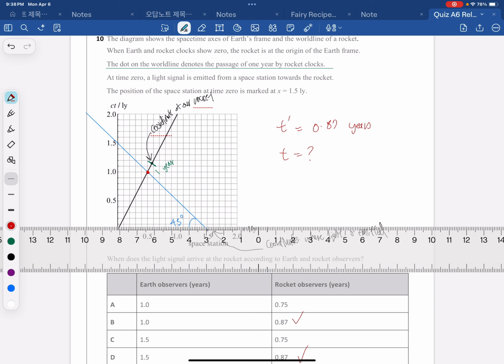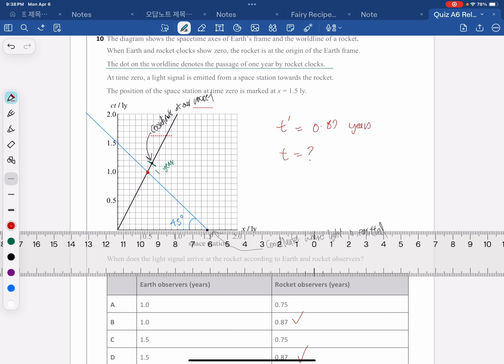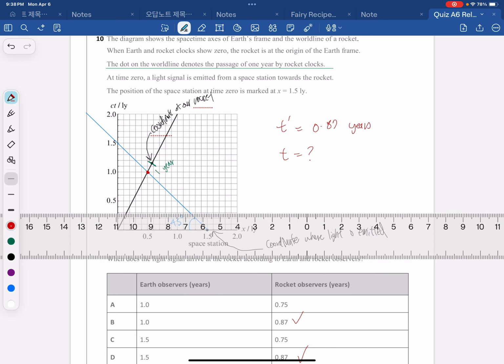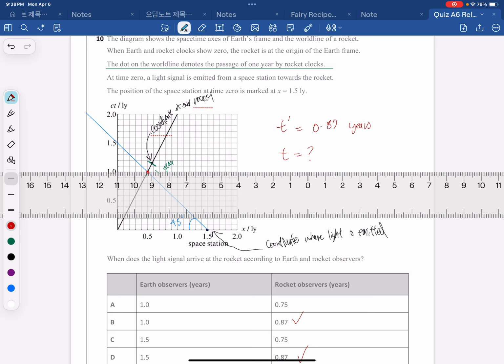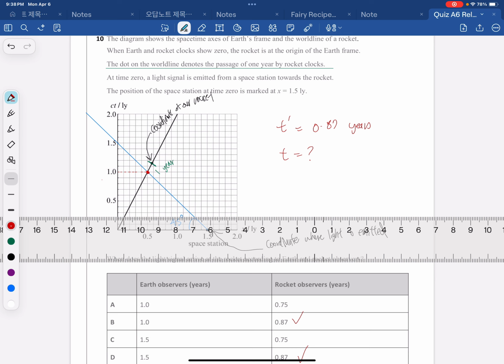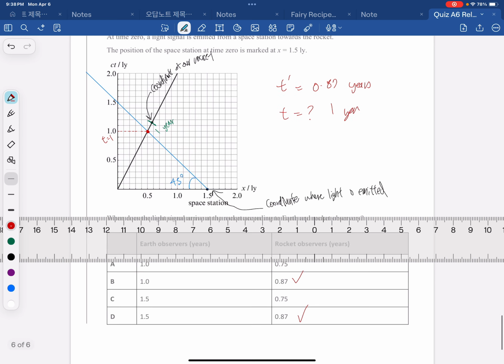Try. If you don't know, look back to the time dilation video. What you do is you get a ruler that's the same angle as your x-axis, not x primed, the x-axis, and you extend the line from this event on the moving reference frame that you're trying to find the t coordinate to. And we get t equals 1. So t equals 1 year. So we can say the answer is B.